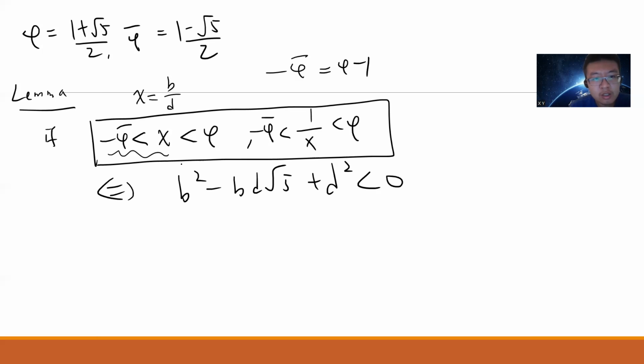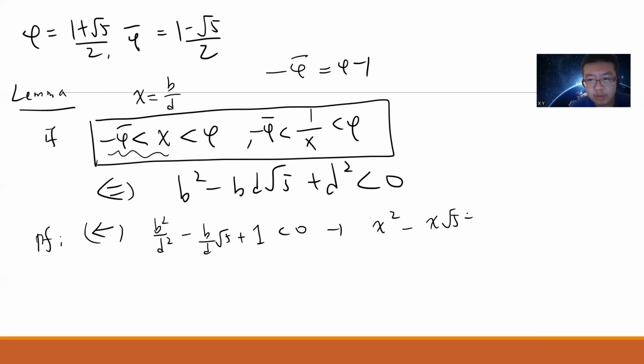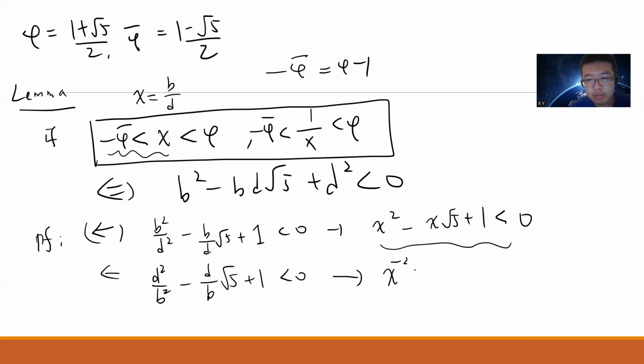So the proof is very simple. For this direction, I can just write b squared divided by d squared minus b divided by d square root 5 plus 1, then I get x squared minus x square root 5 plus 1 less than 0. Then I will get this, because the roots are just phi and phi bar. And I can also write d squared over b squared minus d divided by b square root 5 plus 1 less than 0, then I get x minus phi times x plus phi bar less than 0. So I can get this one. That means this direction is simple.